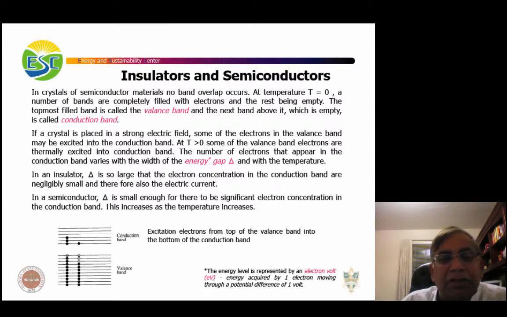That is energy acquired by one electron moving through a potential difference of 1 volt. And in an insulator, this gap can be very large. So the electron concentration in the conduction band is extremely small, and therefore so is the electric current. In a semiconductor, on the other hand, the band gap is small enough that there will be a significant electron concentration in the conduction band. This increases as the temperature increases.